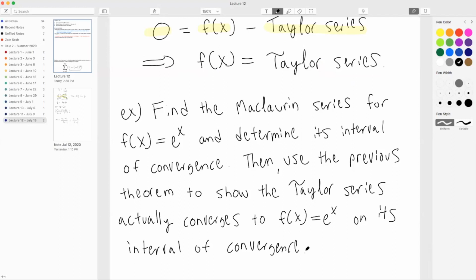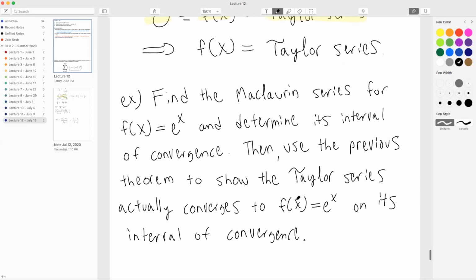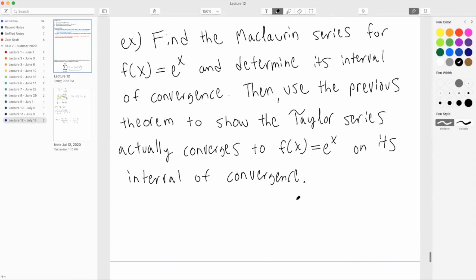So that's really the heart of this part of the lecture. We want to prove that these Taylor series actually converge to the thing we want them to converge to. It would be kind of silly if the Taylor series converged to something else. We want it to converge to f, the function. All right, so here we go. So we're going to go through this.